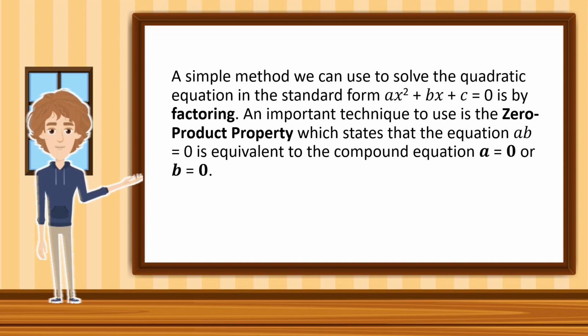A simple method we can use to solve the quadratic equation in the standard form ax squared plus bx plus c is equal to 0 is by factoring. An important technique to use is the zero product property, which states that the equation ab is equal to 0 is equivalent to the compound equation a is equal to 0 or b is equal to 0.